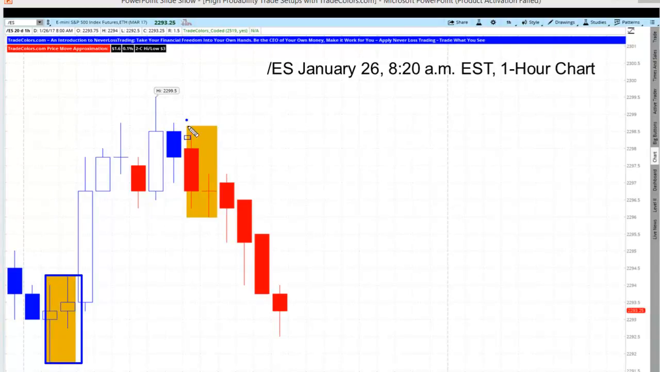And there was the trade setup here. There was the trade setup. It got ticked in by the next candle ticking lower, and it was continued.